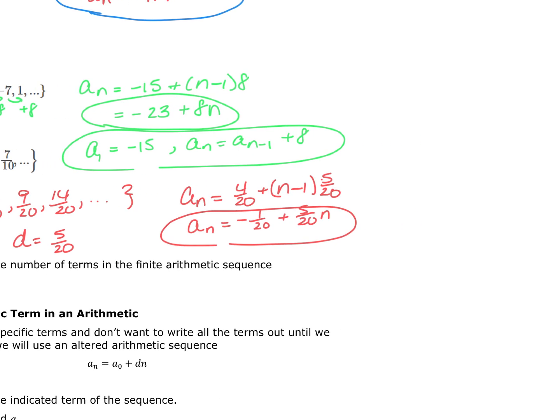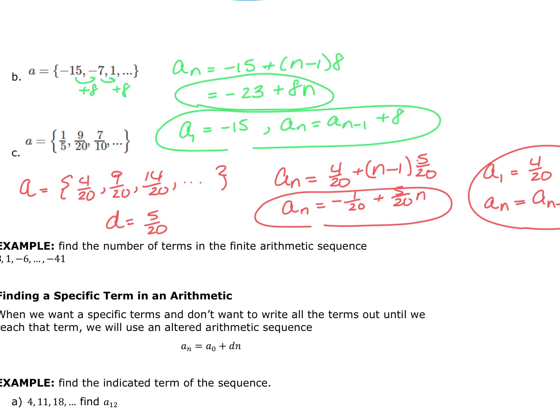As a recursive, I would have a sub 1 is 4 over 20, and a sub n is equal to a sub n minus 1 plus 5 over 20. In other words, plus my difference. So here it is as a recursive.